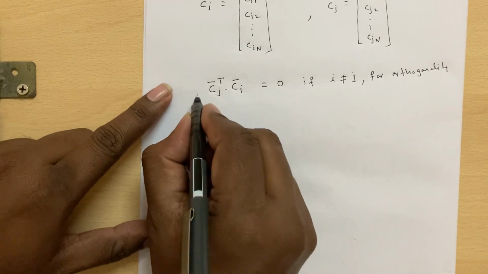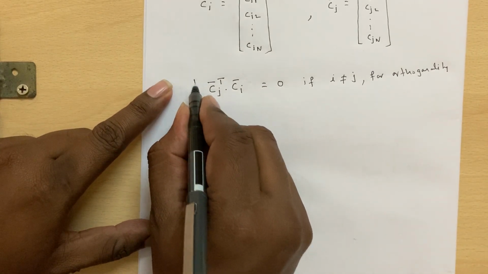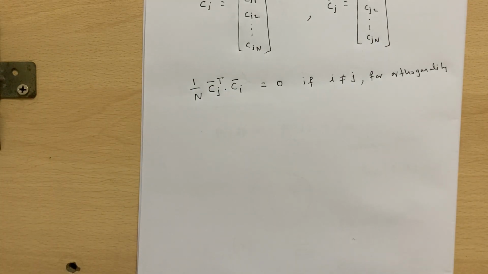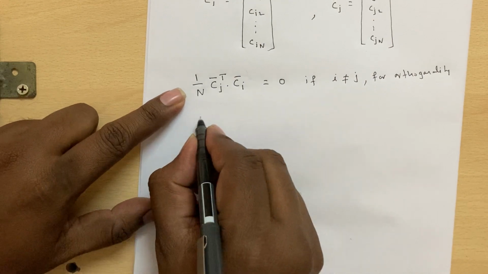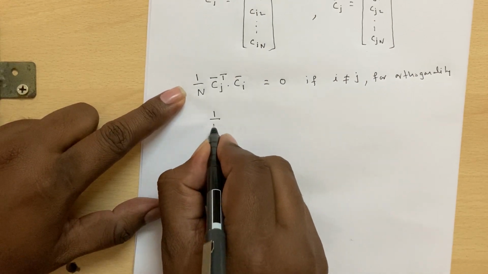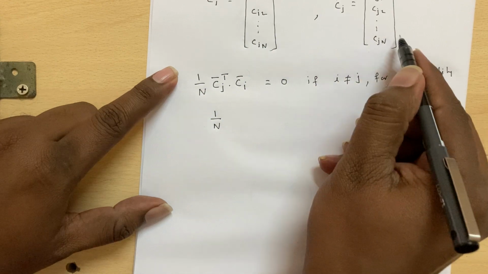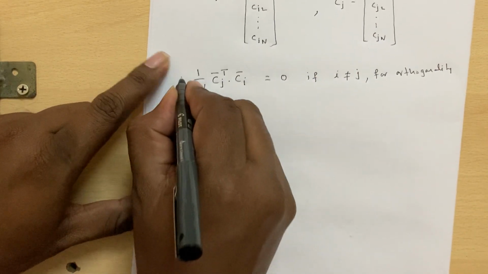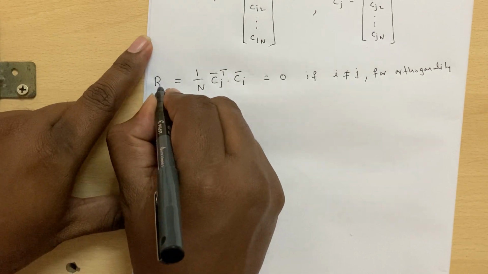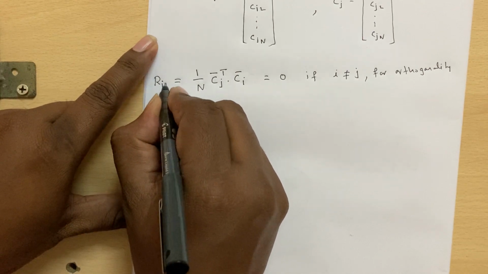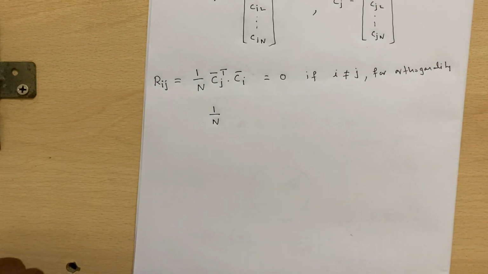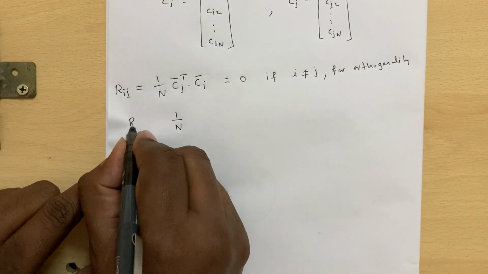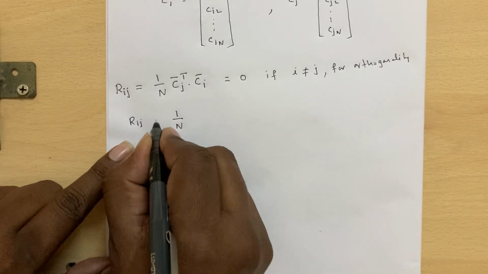We also take a normalizing factor 1 by n, so that the dot product with itself will be equal to 1. Okay, so what is this dot product? If you write the expression for this, a row multiplying the column, you can also denote this dot product as the cross correlation between the ith code word and the jth code word. We are expanding this dot product in terms of summation and multiplication.